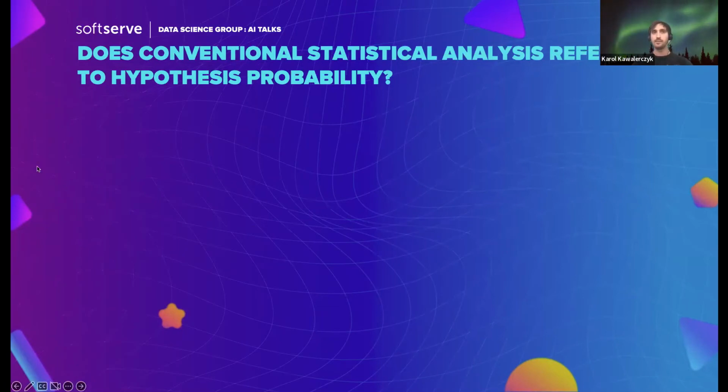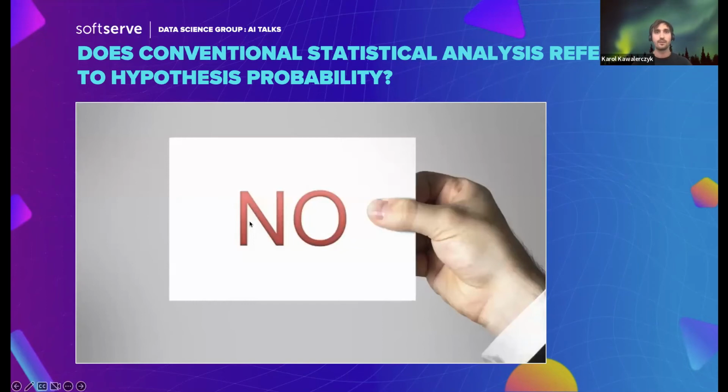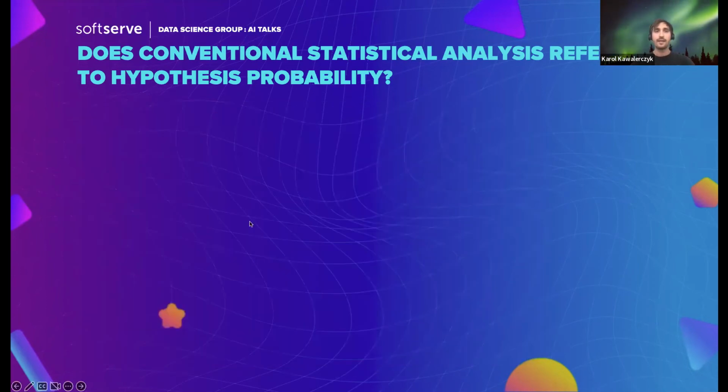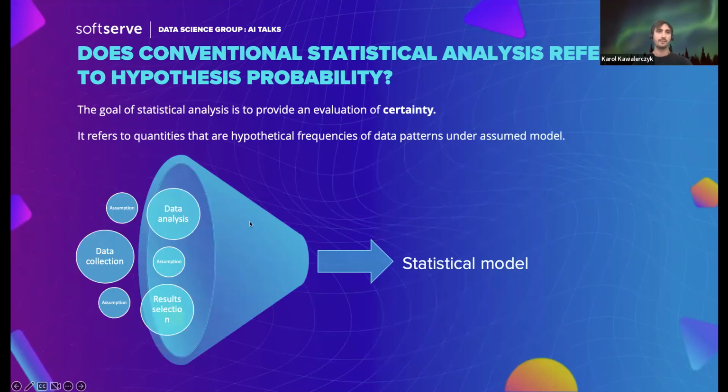And this is very strongly connected to the first problem. And this is the biggest fallacy, I would say, that you can get about the p-value and statistical analysis. So does the conventional statistical analysis refer to hypothesis probability at all? It does not. The thing is that you cannot talk about the probabilities of hypotheses in this case. This is the crucial part. The goal of statistical analysis is to provide an evaluation of certainty, some form of certainty. There is no hypothesis over there.